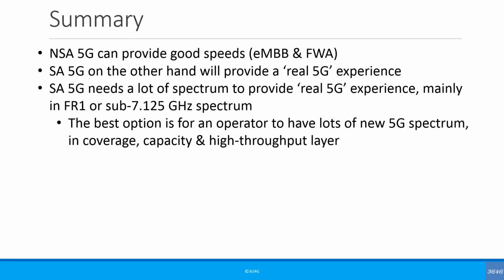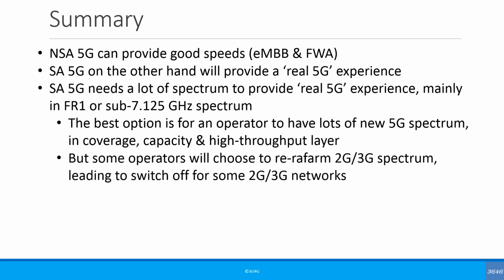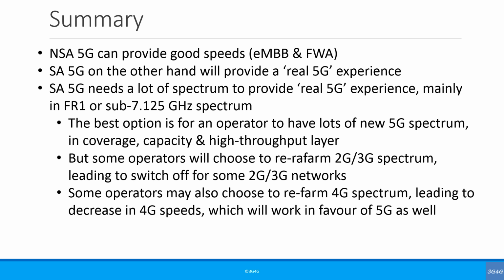So the best option is for an operator to have lots of new spectrum. They buy the spectrum from the regulator, from the government, and ideally they need spectrum in all the coverage, capacity, and high throughput layers. But it costs a lot of money to buy spectrum, so some operators may choose to refarm 2G or 3G spectrum, generally. What it might mean is switching off some of the 2G and 3G networks because they want to refarm the spectrum for 5G. But some operators may also choose to refarm 4G spectrum, and this will lead to a decrease in 4G speeds.